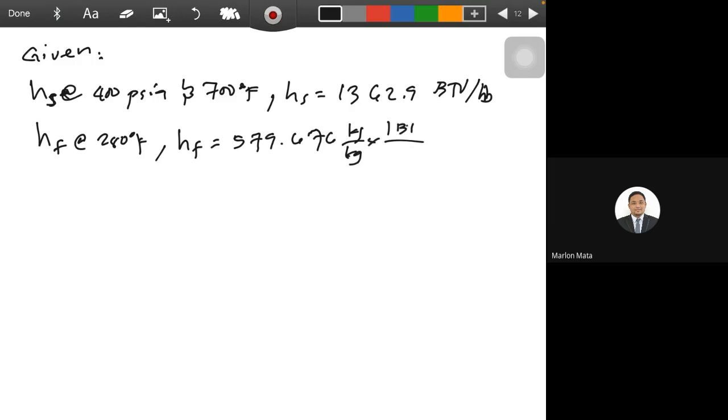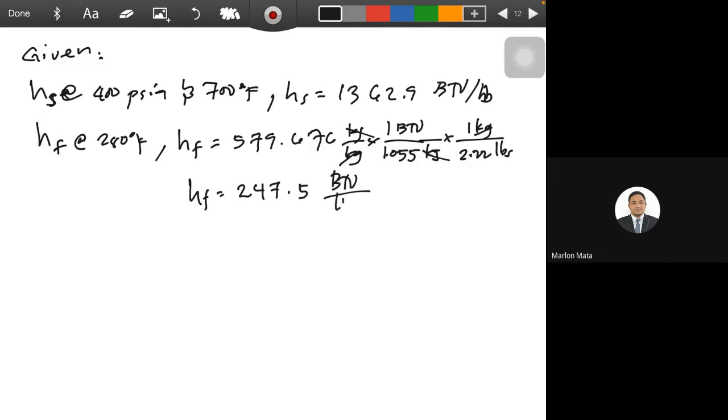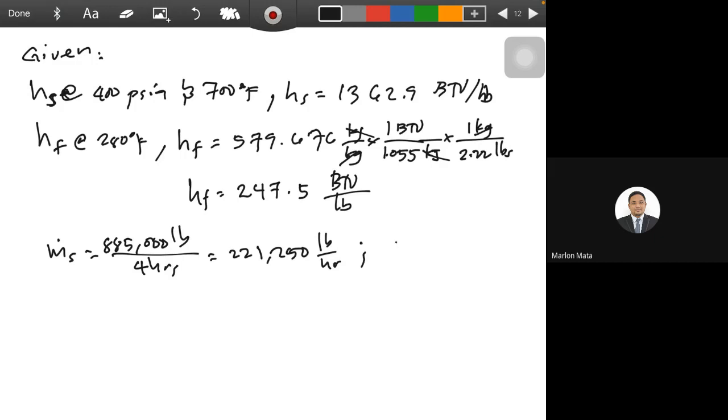So we convert this to BTU per pound. Times one British thermal unit is equal to 1.055 kilojoules. Times in every 1 kilogram, we have 2.22 pounds. Cancel units, so what remains is simply BTU per pound. So the HF therefore is equal to 247.5 BTU per pound. We then have that our mass of steam is given to be 885,000 pounds in 4 hours, which will result to 221,250 pounds per hour. We are also given the heating value of the fuel, which is the coal, which is 13,850 BTU per pound.